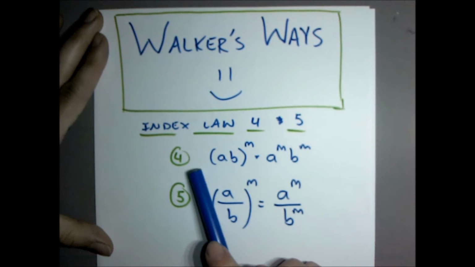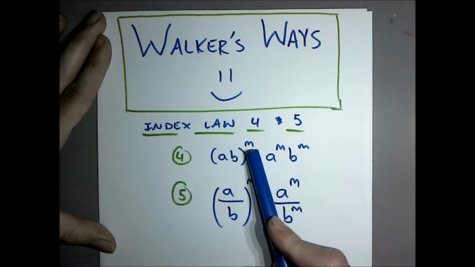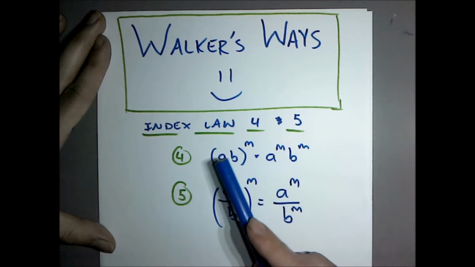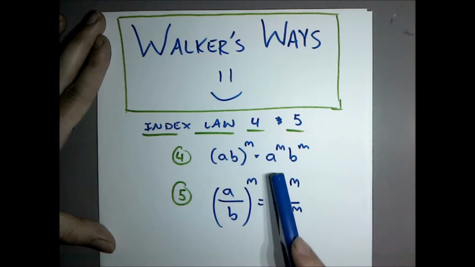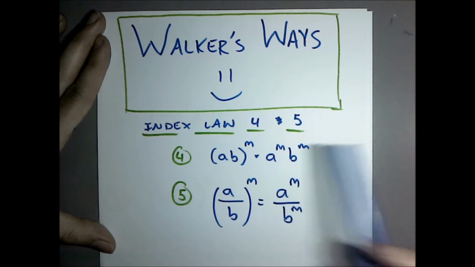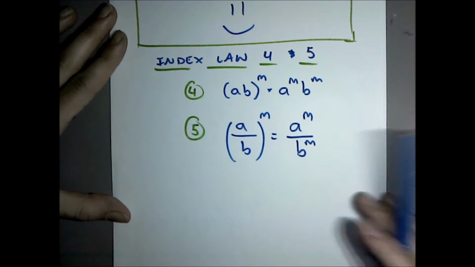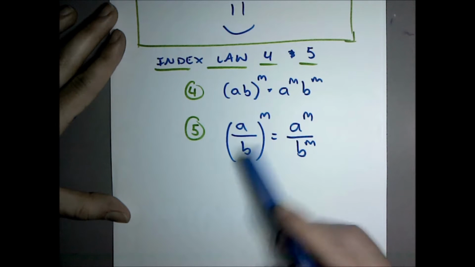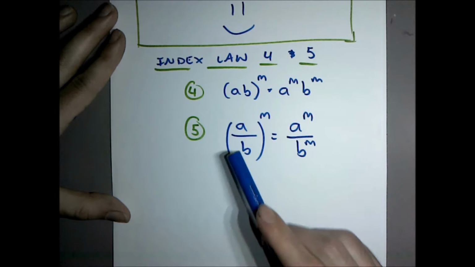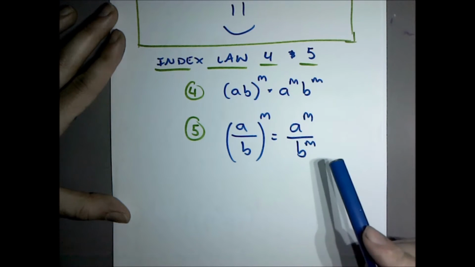So for index law 4, we've got two variables that are inside brackets, and they're both to the power of m. If you ever have this situation, what you need to do is multiply the indices of both a and b by m. So you'll end up with a to the power of m and b to the power of m. Now index law 5 is essentially the same sort of rule, but it's with a fractional form. If you've got a divided by b, all of it in brackets, to the power of m, then it equals a to the power of m divided by b to the power of m.